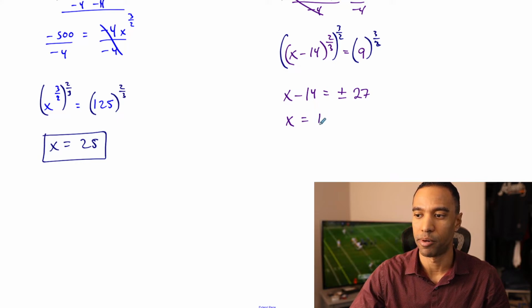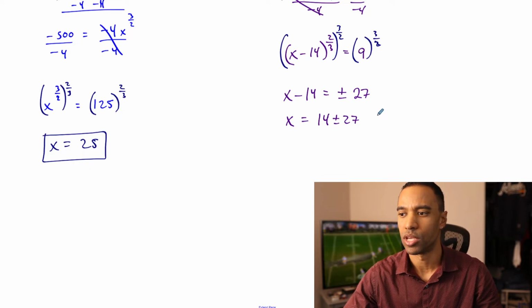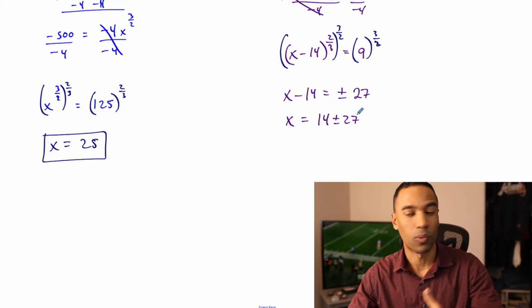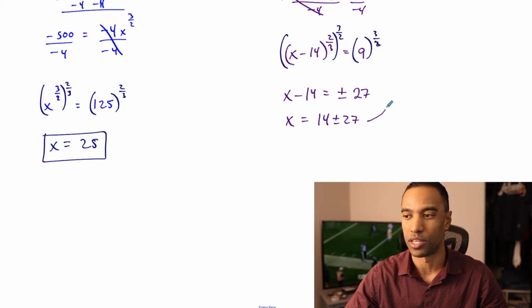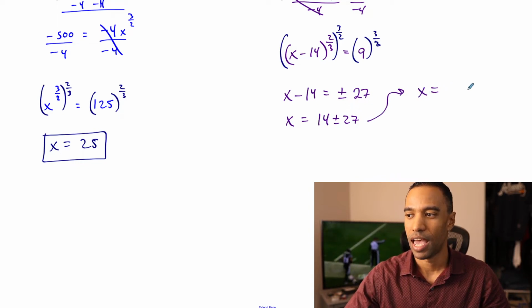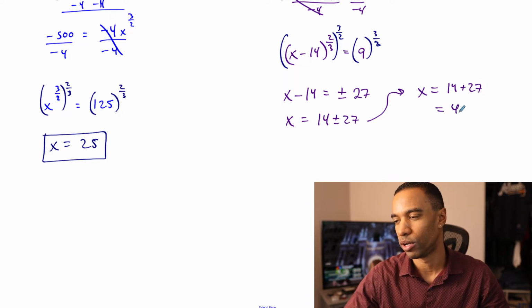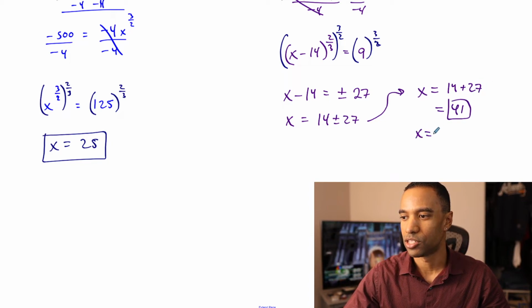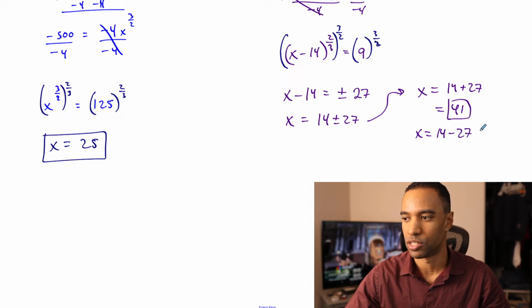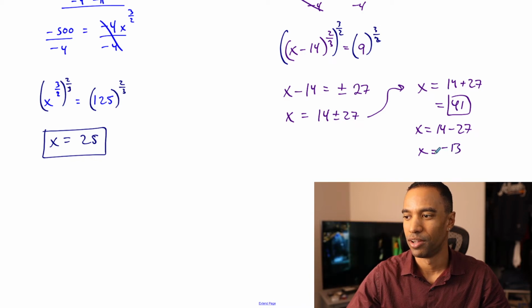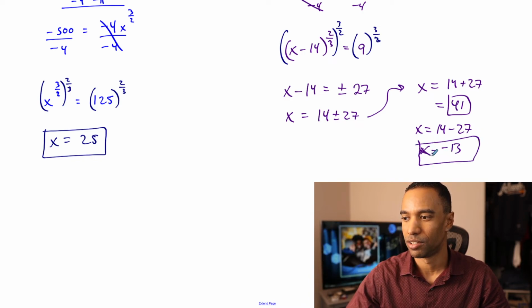I got to add 14 to both sides. 14 plus or minus 27. We're not done. We have to actually write those. See, last time it was positive 27 or negative 27. Well, 14 plus 27 is a different number than 14 minus 27. Let's figure out what those are. X equals 14 plus 27, which equals 41. Or x equals 14 minus 27, which is, I think, negative 13. I'm kind of slow right now. Or negative 13 right there.